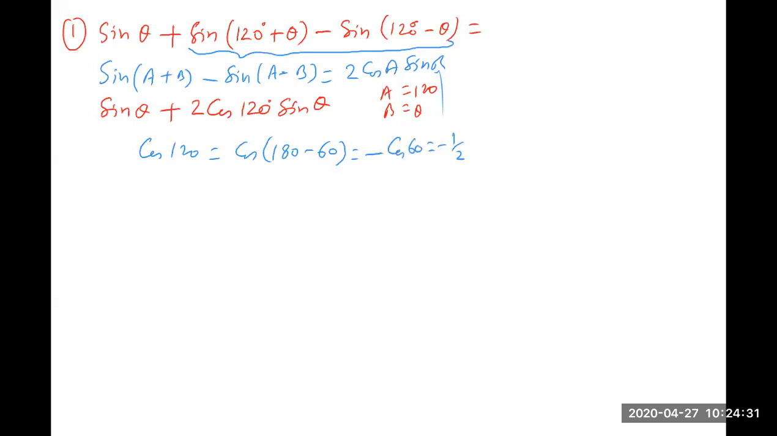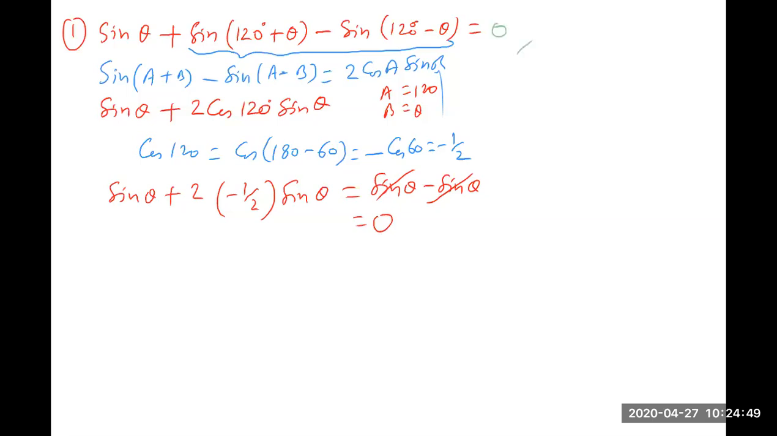So this will be sine theta plus 2 times minus half sine theta. So this is sine theta minus sine theta. This will cancel. So the answer will be equal to 0. That will be the answer.